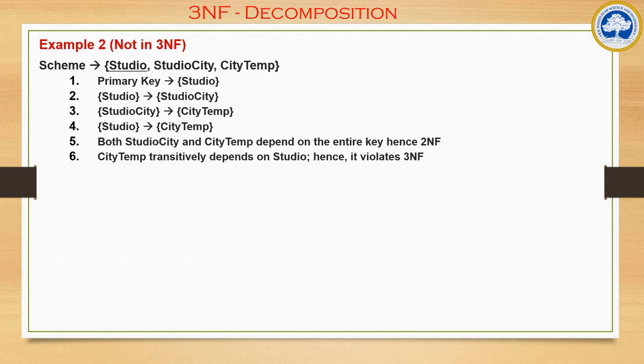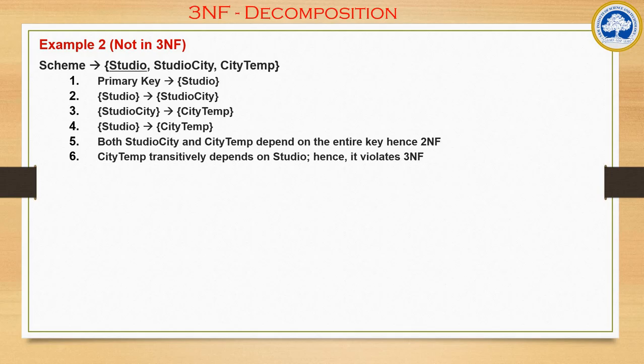Now, if you look at this example, studio, studio city and city temperature, studio is the key attribute here. City is dependent on studio, and city temperature is dependent on studio city. So implicitly, city temperature depends on studio. So here we have a transitive dependency, so it is violating the 3NF.